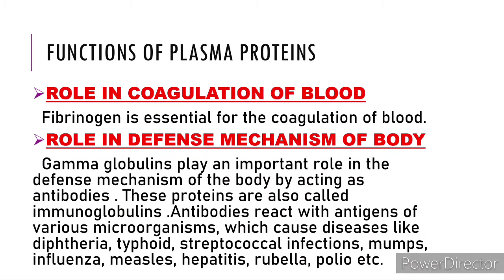Now the functions of plasma protein, starting with the first function, that is role in coagulation of the blood. Fibrinogen is the most essential thing for the coagulation of the blood. Second is role in the defense mechanism of the body. The gamma globulin plays an important role in defense by acting as antibodies. These proteins are also called immunoglobulins. These antibodies react with the antigens of various microorganisms which cause diseases like diphtheria, typhoid, streptococcal infection, mumps, influenza, measles, hepatitis, rubella, polio, etc.